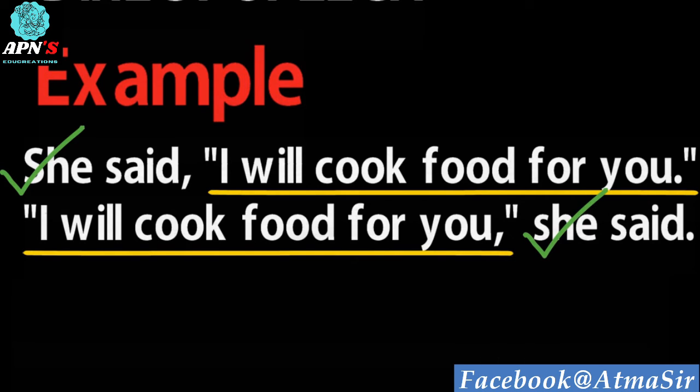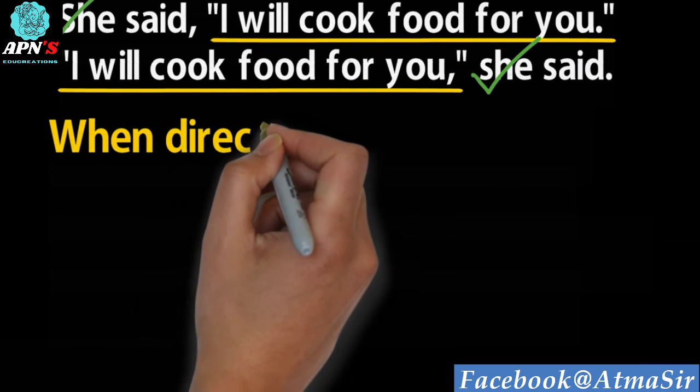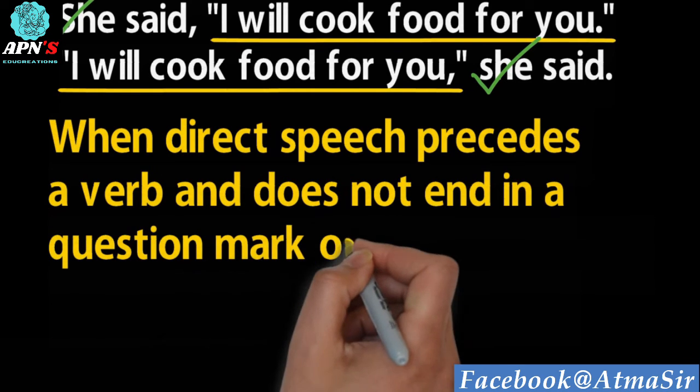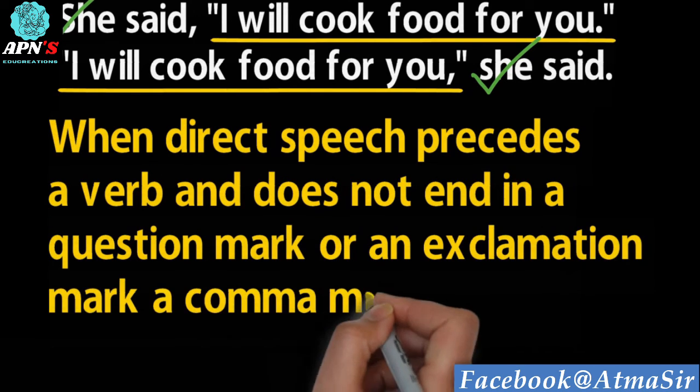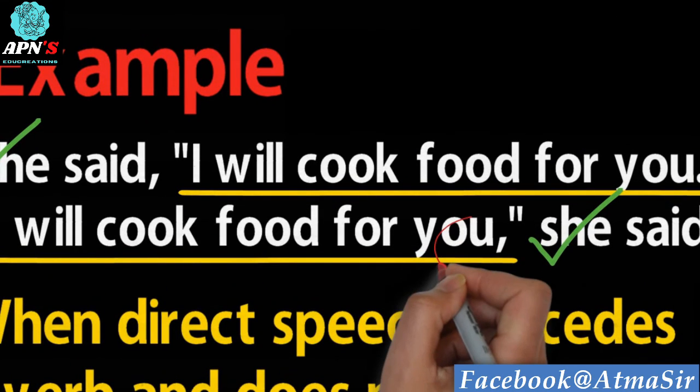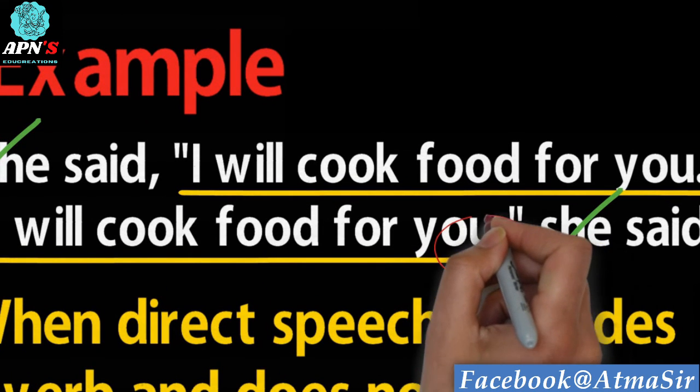One point must be noted that when direct speech precedes a verb and doesn't end in a question mark or an exclamation mark, a comma must be used. This is the reason why in the second sentence a comma is used after the direct speech instead of a full stop. Now let us take some more examples.